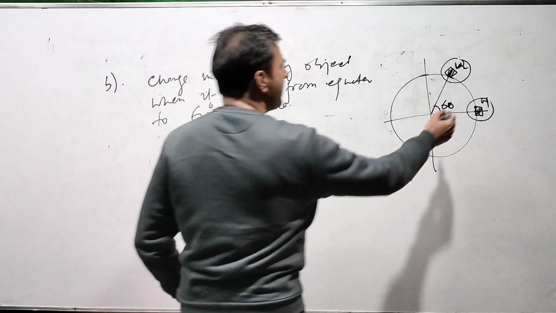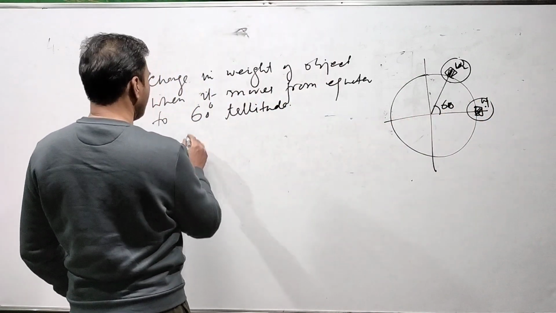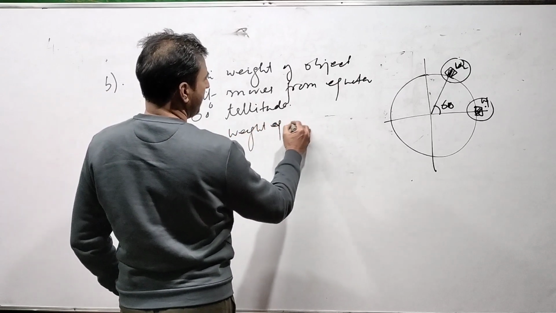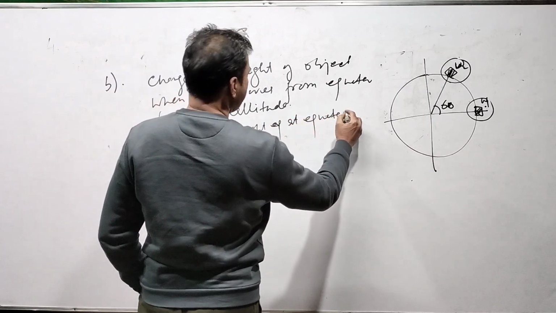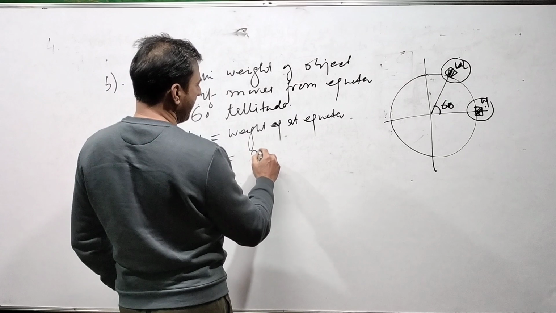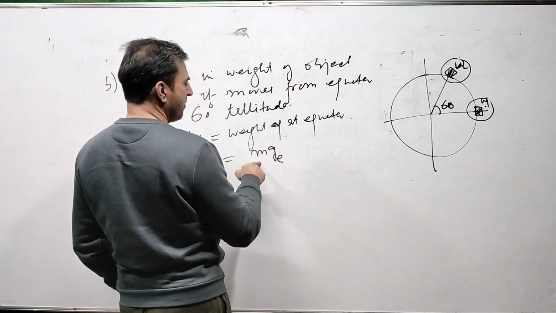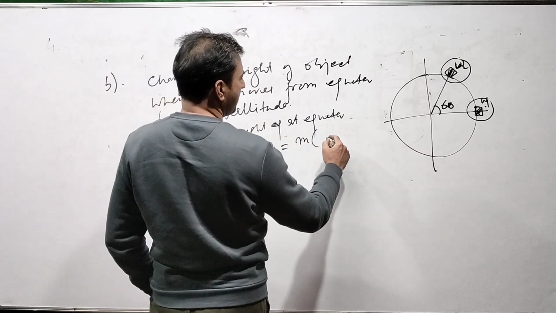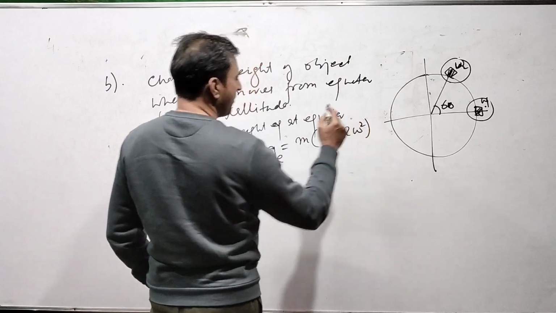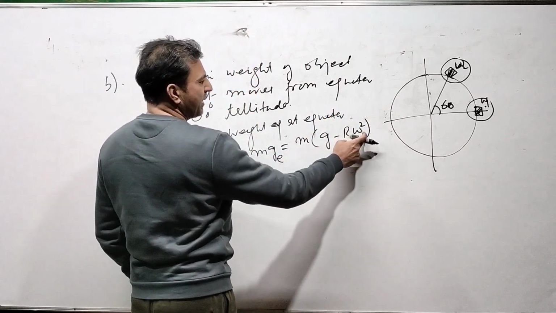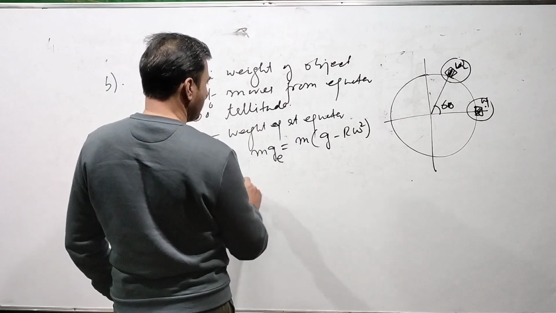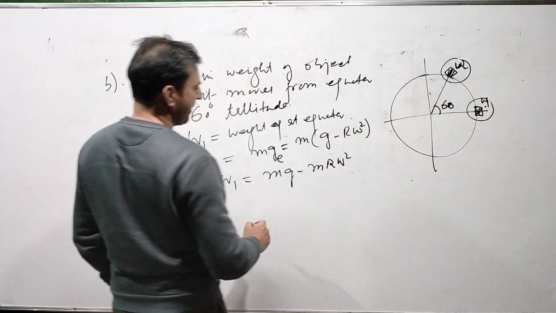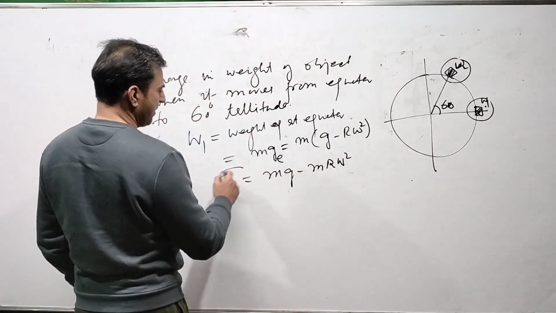So what is the weight here at the equator? W1, weight at the equator. It is m g e, mass into acceleration due to gravity at the equator. That is m times g minus r omega square. The reason is that g e at the equator is g minus r omega square. So W1 is equal to m g minus m r omega square. This is the weight at the equator.